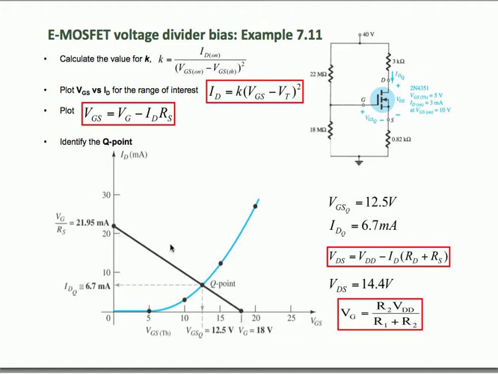And the final step is to identify the Q point. So the Q point is just simply the intersection between your load line and your transfer characteristics of the MOSFET. Alright, so this is your Q point. Your VGS at the Q point can be read out, and similarly your drain current at the Q point can be read out, and you can use that value to solve for the magnitude of VDS.